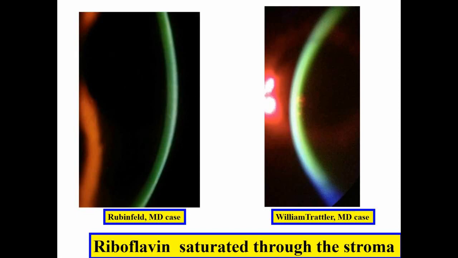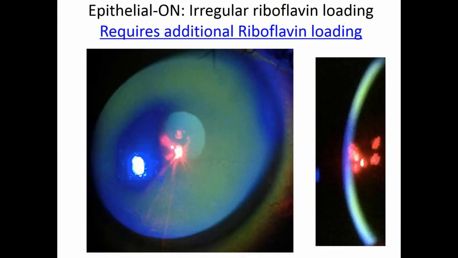The other picture on the left is from Dr. Rubenfeld, which is just a regular white light showing that the corneal stroma has turned uniformly green, showing that the riboflavin has saturated through the stroma.